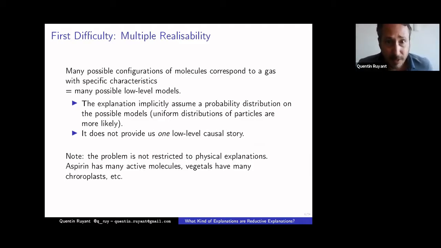And the explanation implicitly assumes a probability distribution on possible low-level models that could represent a specific configuration of the atmosphere. When we do the statistics, we sum all the contributions. There is such an assumption that the distribution of particles must be more or less uniform. So the first problem is that the explanation does not provide us one low-level causal story. It provides us a lot of possible low-level causal stories.